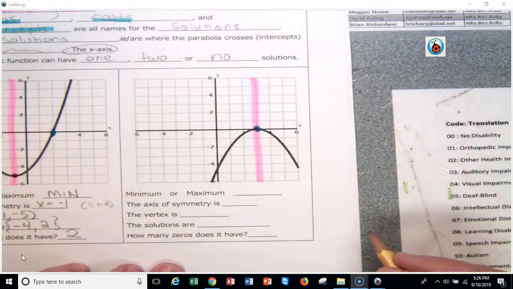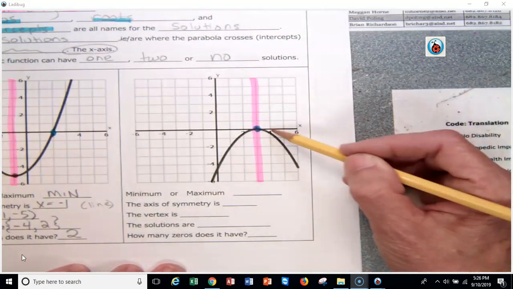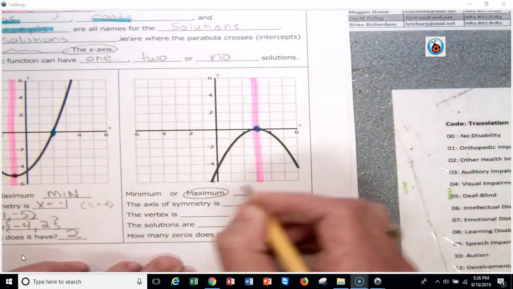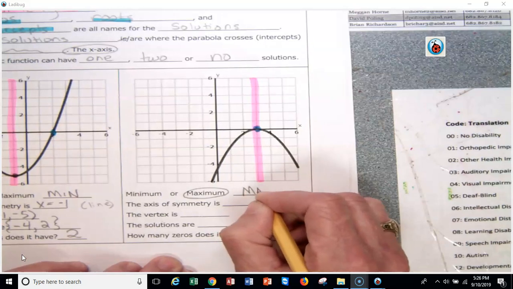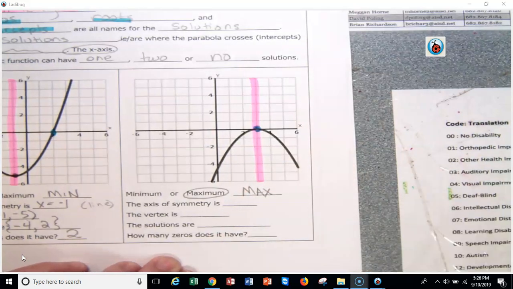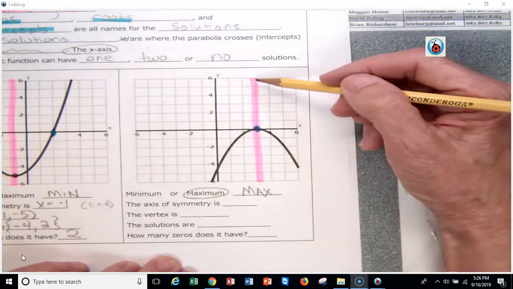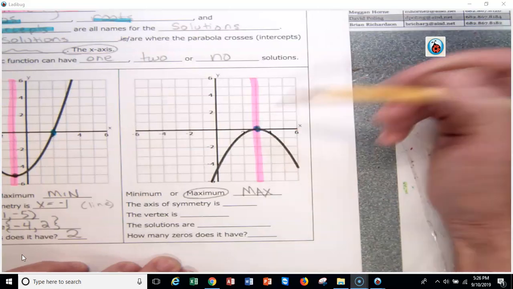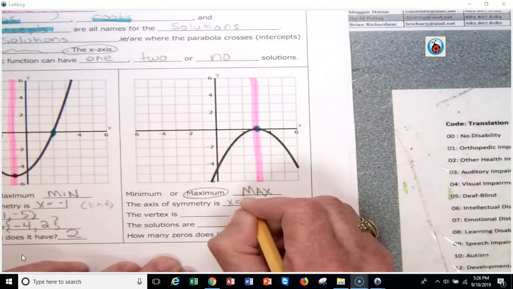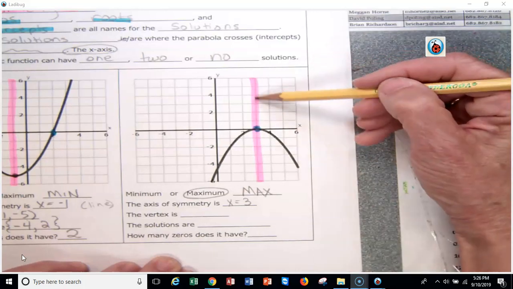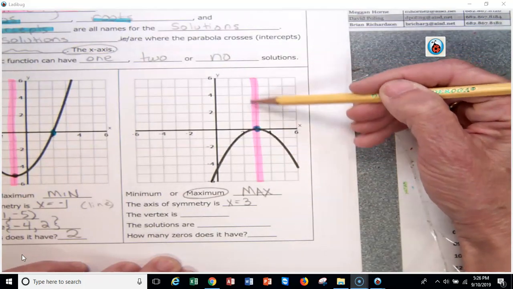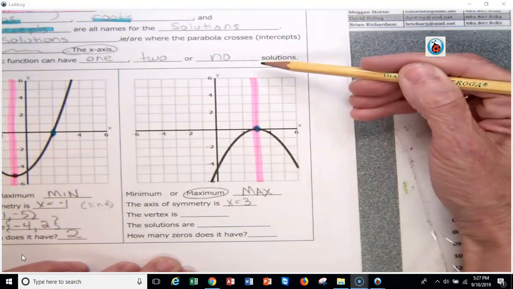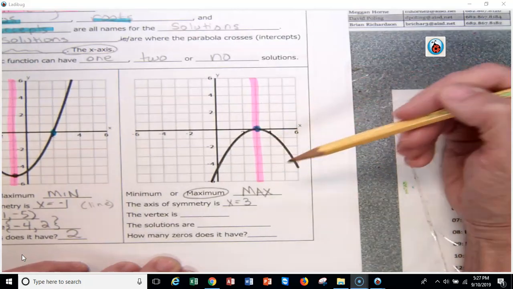Does it have a minimum or a maximum? Well, it has sort of a mountain look to it, so it has a mountaintop, or a maximum. I'm going to use the abbreviation MAX for that. And the axis of symmetry we have already identified with this pink highlighter, so it is at x equals 3. Now remember, we're calling it x equals 3 because it's a line, and it includes every point along the range of y. So we're just going to say x equals 3, so we know that that's a line.